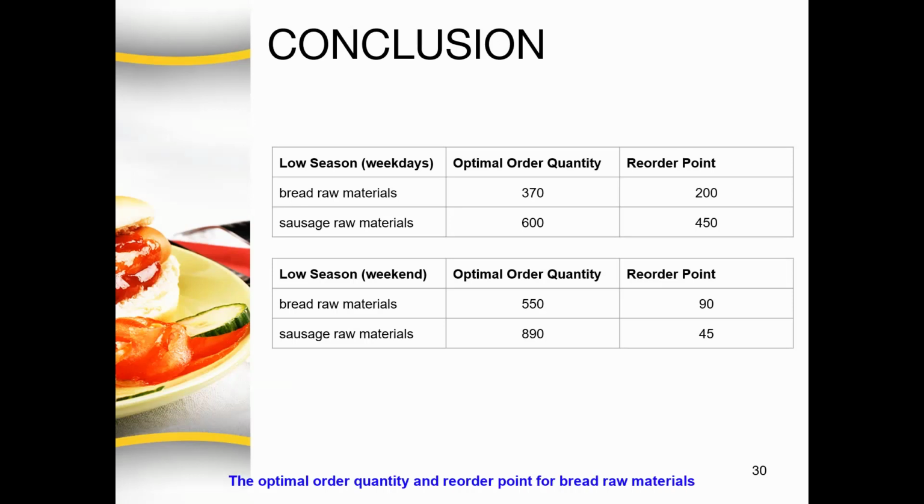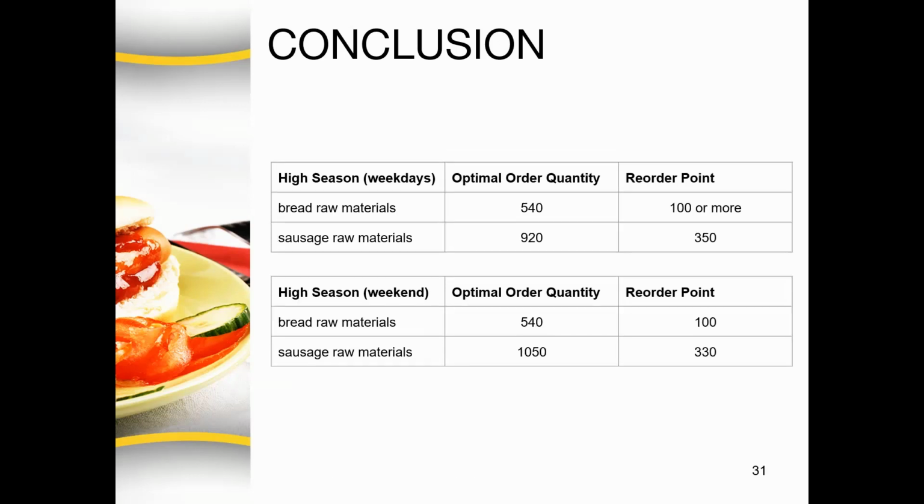The optimal order quantity and reorder point for bread material on weekends during the low season are 550 and 90 respectively. The optimal order quantity and reorder point for raw sausage ingredient are 890 and 450 respectively.